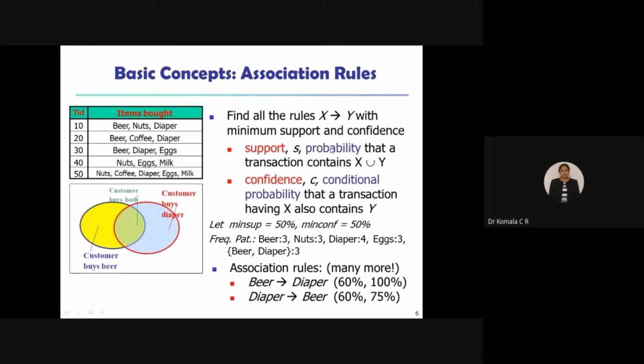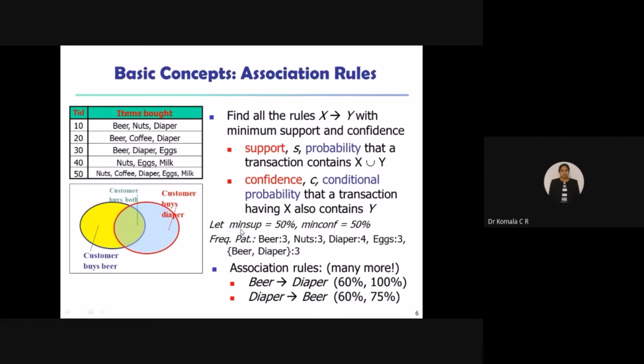What is support? Support is the probability that a transaction contains X union Y. So X union Y is what you calculate when you are asked to evaluate the support. Same way, how to evaluate confidence? Confidence is a conditional probability that a transaction having X also contains Y. So if you take X as one item, then whatever transaction the customer does with X should also purchase Y. That is called confidence. Is that clear? Let us understand with an example.